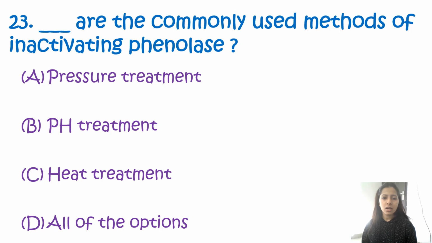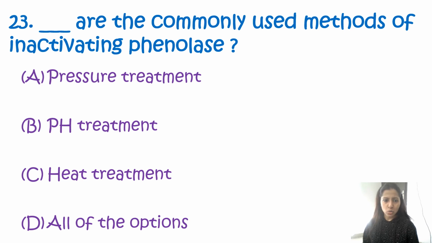Next, 23. What are the commonly used methods of inactivating phenolase? Option A, pressure treatment; option B, pH treatment; option C, heat treatment; option D, all of the options.